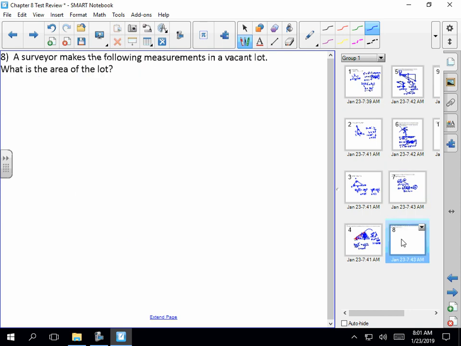All right, it says a surveyor makes the following measurements in a vacant lot. What is the area of the lot? So let's draw a picture of it. I'm able to transfer the pictures over from my document here, but I've got a triangle here, and then another triangle here. This is 41 yards. This is 110 yards here.